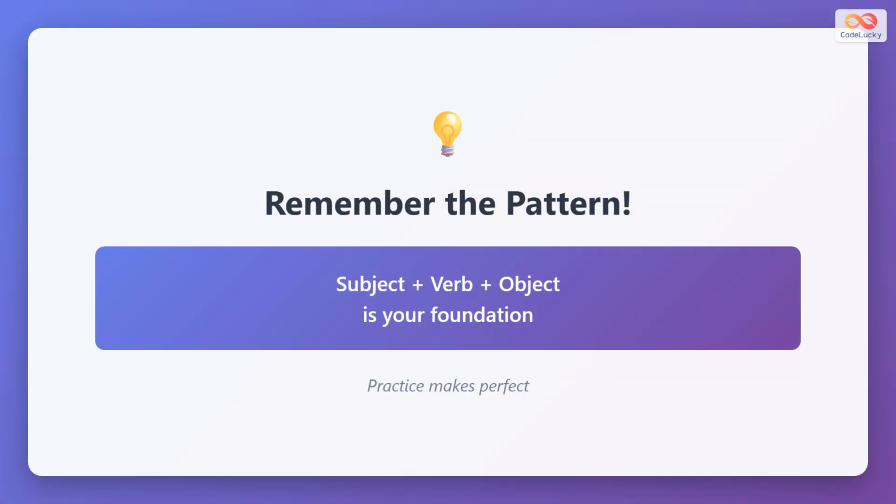Now you understand the 5 most common word order mistakes in English. The key to avoiding these errors is to remember the basic pattern: subject plus verb plus object. This foundation will help you construct correct sentences in almost all situations. Practice using this pattern daily, and soon it will become second nature. Keep practicing, and your English sentence structure will improve dramatically.